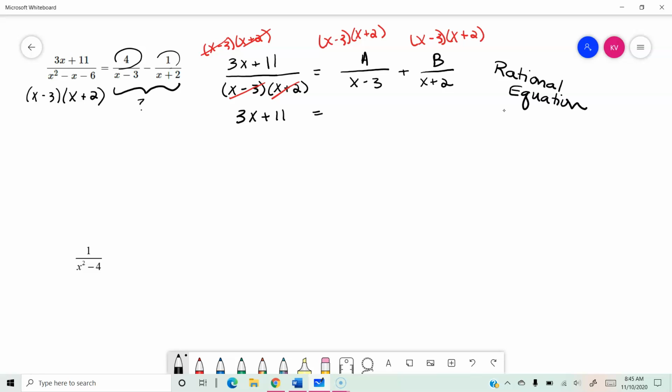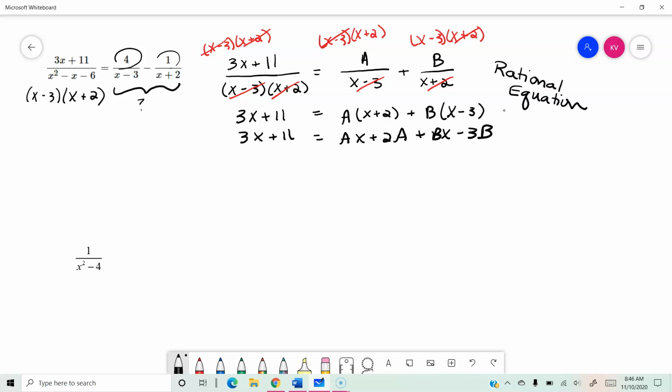In this term here, the x minus 3's will simplify out, and you'll have A times (x plus 2). Then the x plus 2 simplifies out, and you'll have B times (x minus 3). So now we want to simplify the right side, and you can distribute the A and distribute the B.